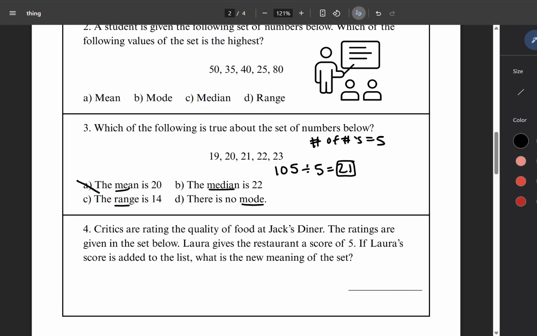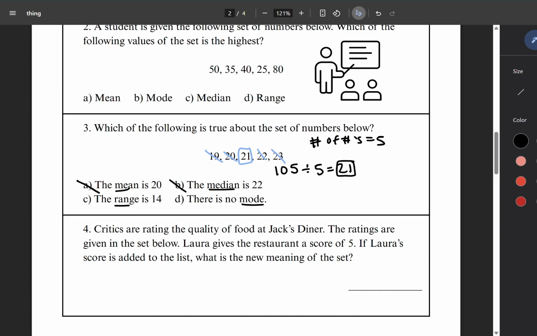Next, the median is 22. So, since we're asked that, let's think. First, we said to find the median, we want to put the numbers in numerical order, which we already have right here. 19, 20, 21, 22, 23 is in numerical order. So all we have to do is find the number in the middle. So cross one here, here, here, here, and we're left with 21. So it looks like the median is also 21, which is perfectly fine and normal. So we can cross out B because B is false.